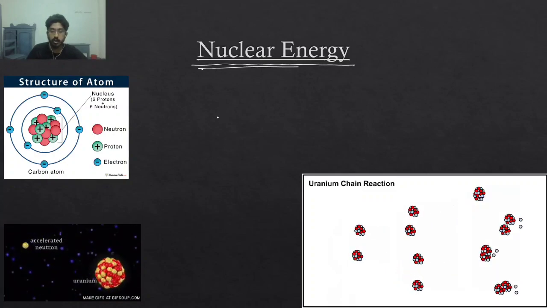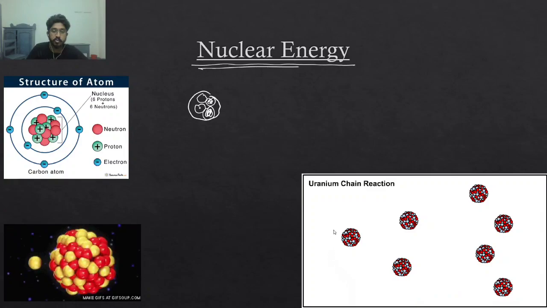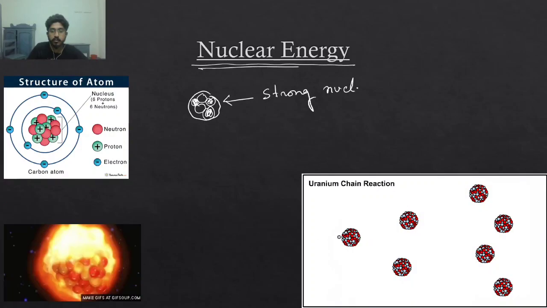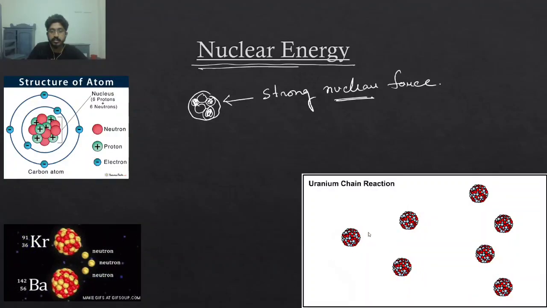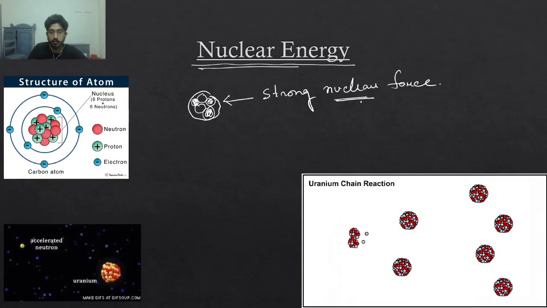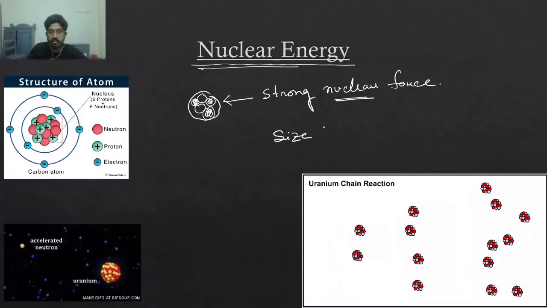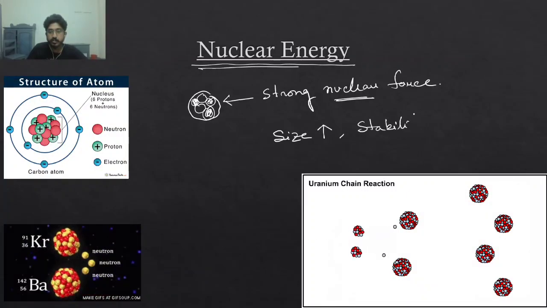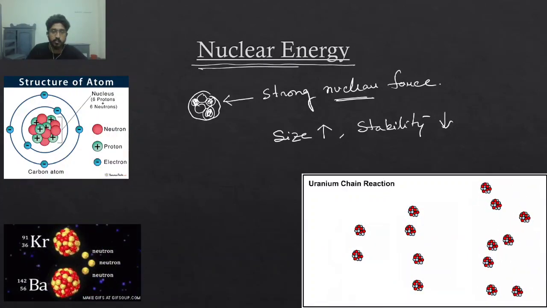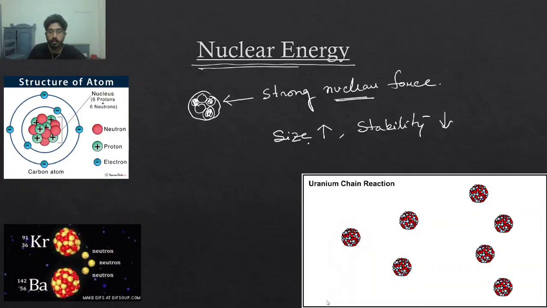So in the center of the atom, that is the nucleus, the positively charged protons and the neutral neutrons are held together by a strong nuclear force. And this strong nuclear force is the strongest among the four fundamental forces which are in nature. So as the size of the nucleus increases, the stability decreases, because the positively charged protons experience Coulombic force of repulsion. This is one of the reasons for the lesser stability of heavier nuclei.